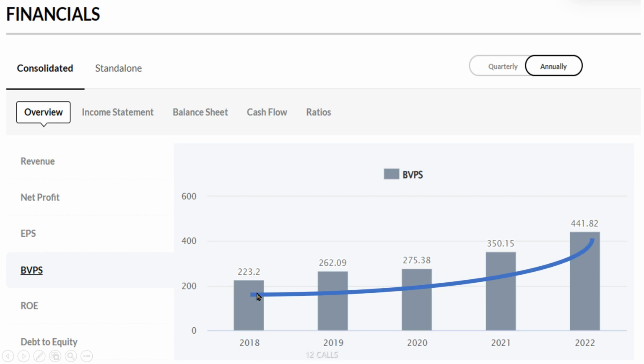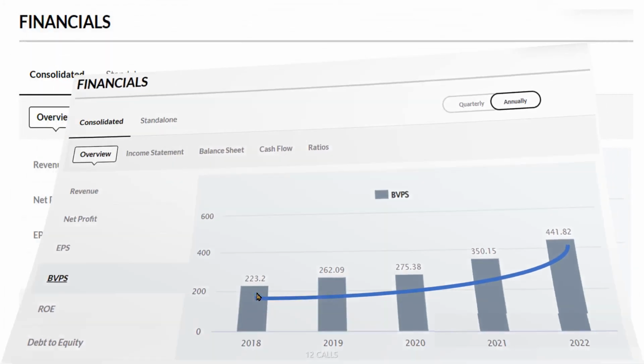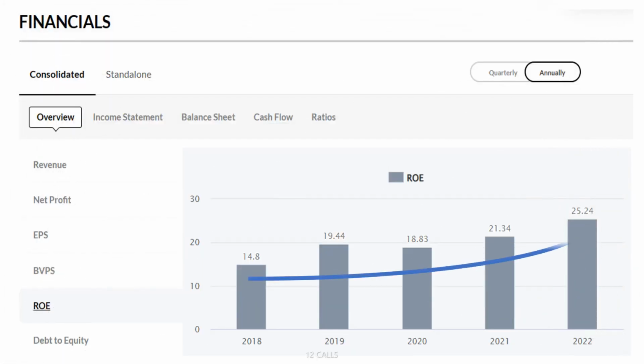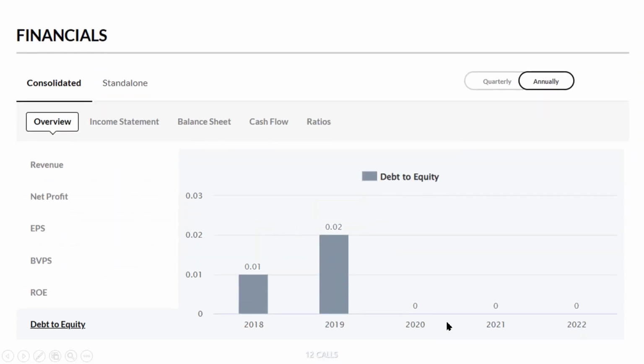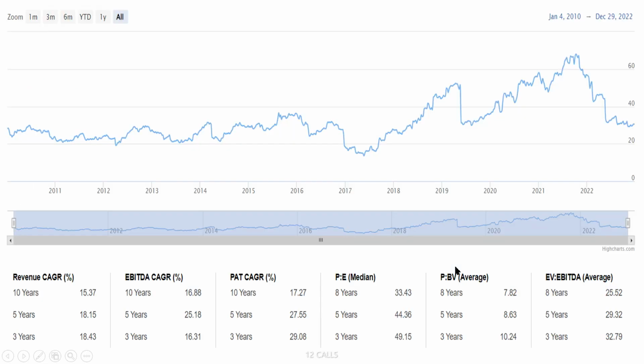BVPS is continuously increasing. The return on equity is continuously increasing, almost a 70% jump from here. If we look into the debt equity ratio, it is near 0, and for the last 3 years it's 0, so there is no debt on the company.